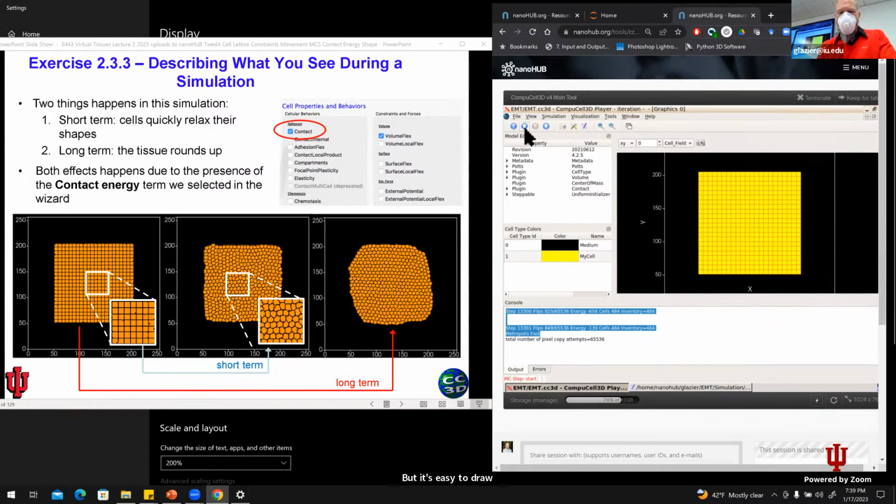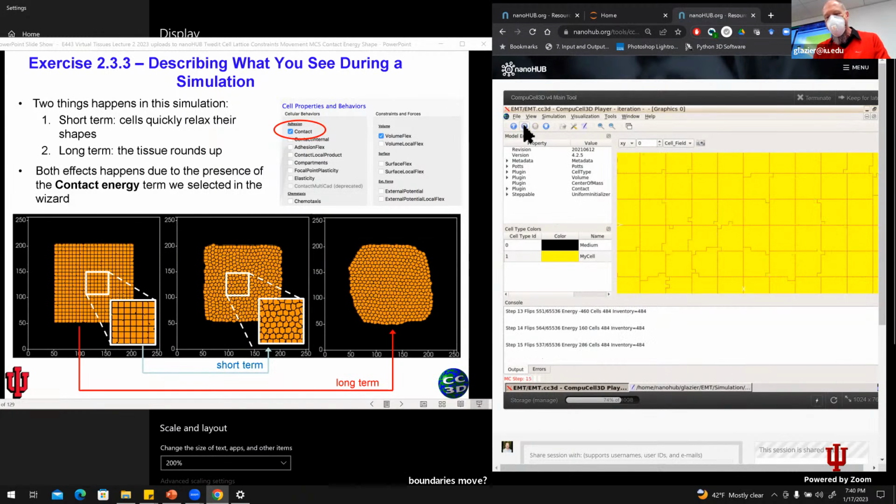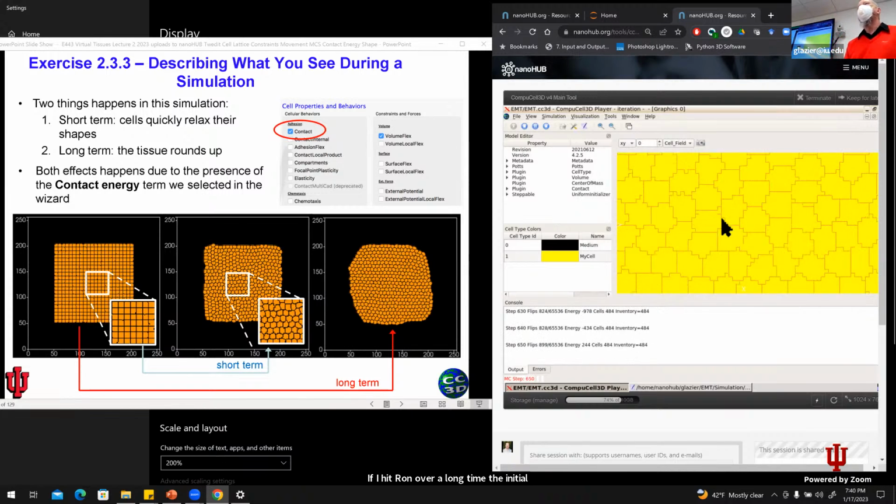And if I step this, what you'll see is that the boundaries move a little bit at a time. In each step, you'll see my boundaries are joggled by 1 pixel. You look at that carefully as you run. My boundaries joggle 1 pixel at a time. And you notice that the boundaries move basically less than 1 pixel per Monte Carlo step as I do step. If I hit run over a long time, the initial squares will fall apart and I'll get something that looks more hexagonal, but it takes a while for that to happen.